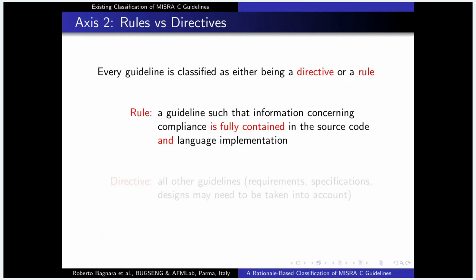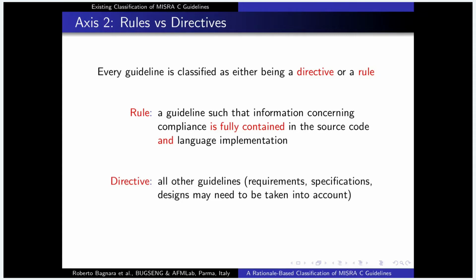Okay, this is why I always stress that for a rule, the information concerning compliance is fully contained in the source code and in the language implementation, taking into account all the implementation defined behaviors of the language. And there are more than 100 in each version of the language. And otherwise, if it is not a rule, it is a directive. It is a directive because all the information is not there. So you may have to take into account requirements, specification, design, in some cases also the programmer intention. So a tool may give valid assistance in checking a directive, but only if you provide the tool with the information the tool cannot gather by itself.